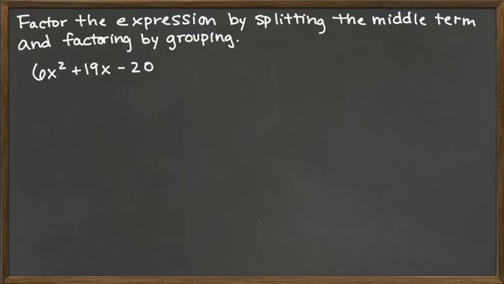In this example, we are going to factor the quadratic that we have here by splitting the middle term and factoring by grouping. So to be able to split the middle term, we need to know how to split it. So we need to find two numbers that multiply to give us AC and add to give us B.